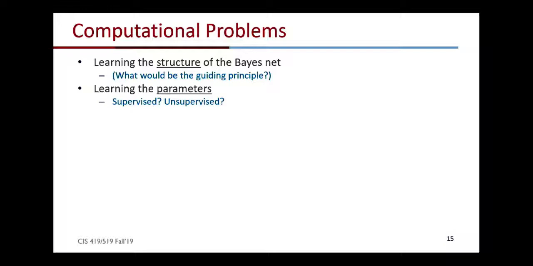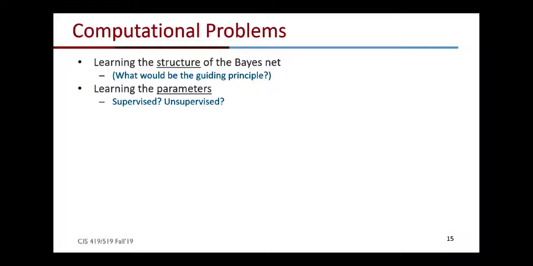Whenever we cared about small Bayes nets, a small number of variables, this was a useful way to do things. If you care now about a large number of variables, this is probably not applicable. You want to be able to learn the structure from data once the variables are defined. So we want to talk about learning the structure.